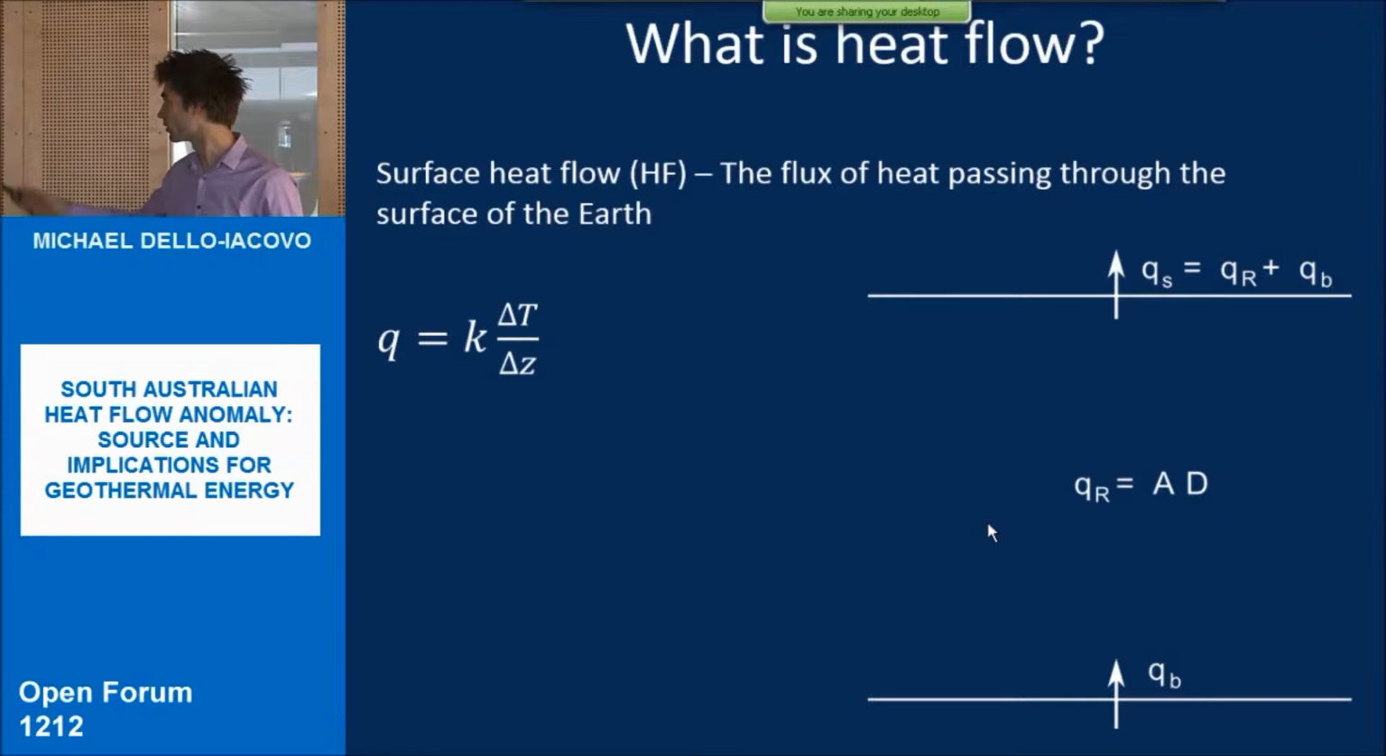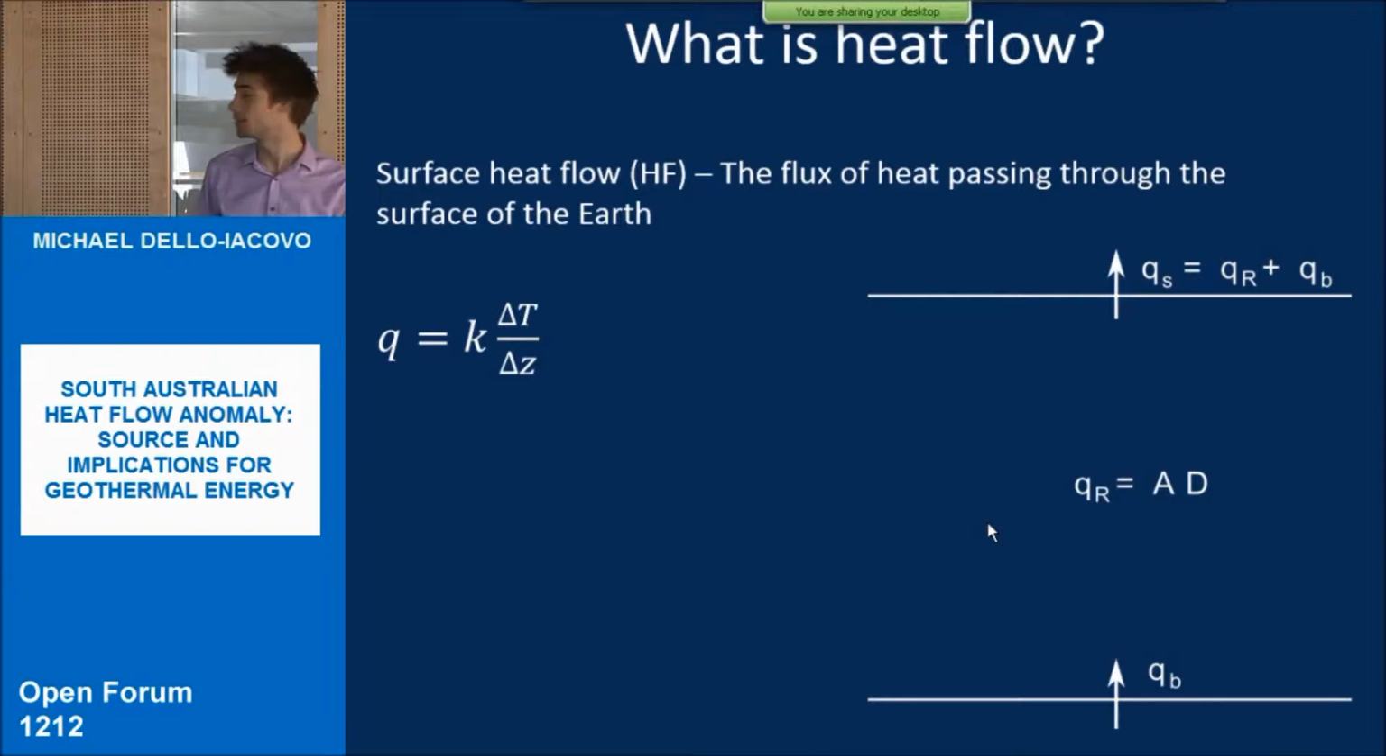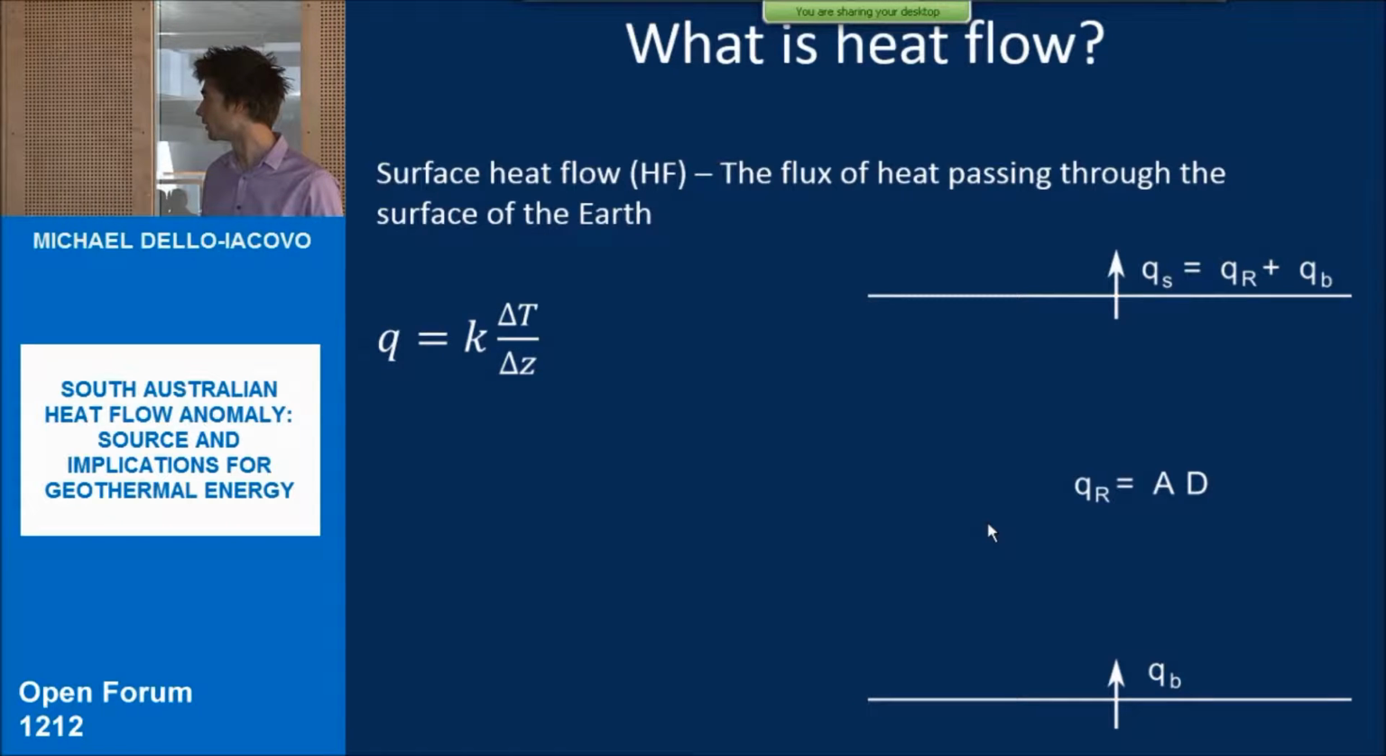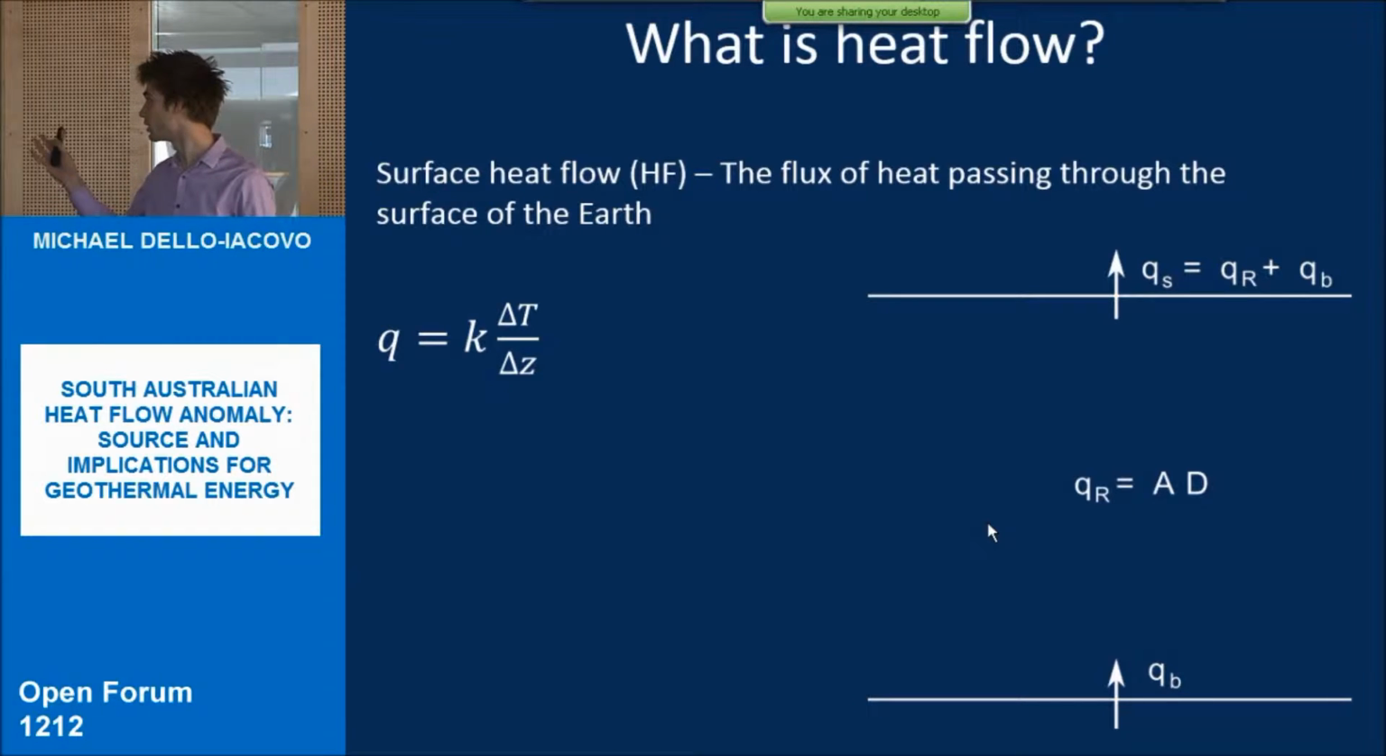It's defined by this equation here, where Q, heat flow, is equal to K, the thermal conductivity of rock, which is a measure of how effectively heat is conducted through rock, multiplied by the temperature gradient, so that's the change in temperature over the change in depth.